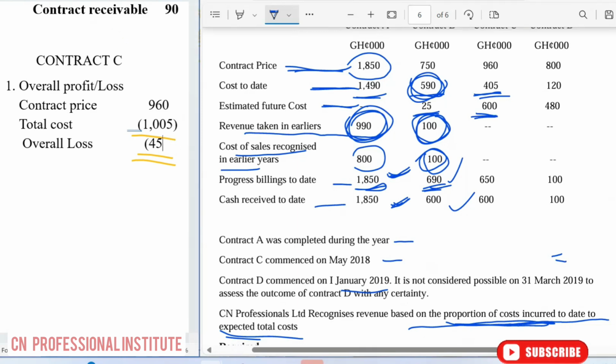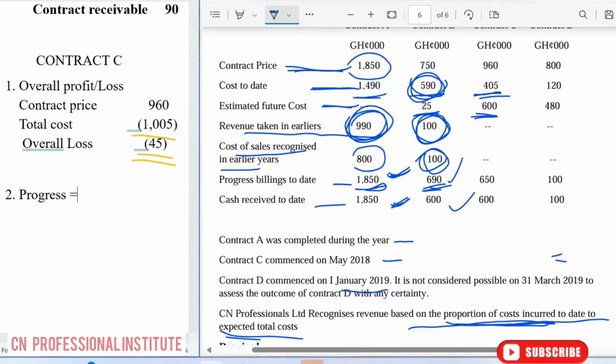Okay. So we have overall loss of what? 45. And we said this contract is onerous. We said immediately we do this, and then there's an onerous contract. There's overall contract loss. Then we have to record all the loss immediately. So when we go to the P&L, we have to record all the loss what? Immediately.